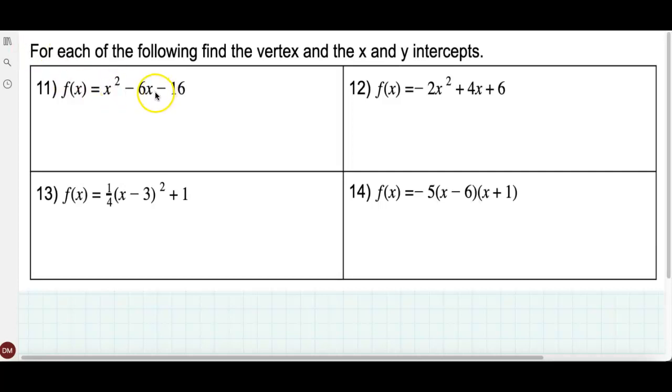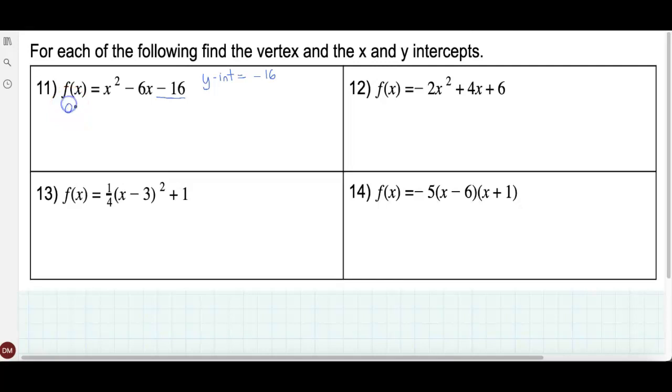Alright, so we want to find the vertex, the y-intercepts, and the x-intercepts for each of these. When they're written in standard form, the y-intercept is blatant. That's the constant number here. If we substitute 0 for x, because we know at the y-intercept the x value is 0, we end up with this constant. So the y-intercept is equal to negative 16. And then to find the x-intercepts, that's when we have a y value of 0.